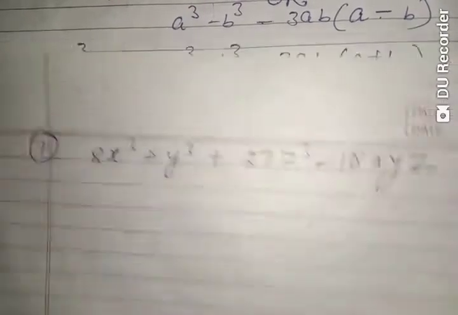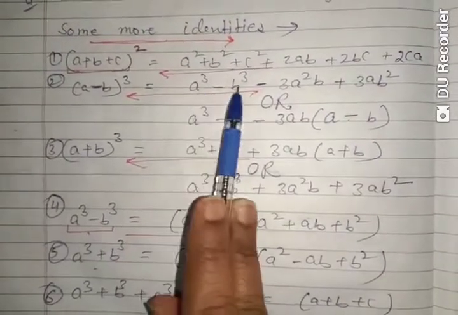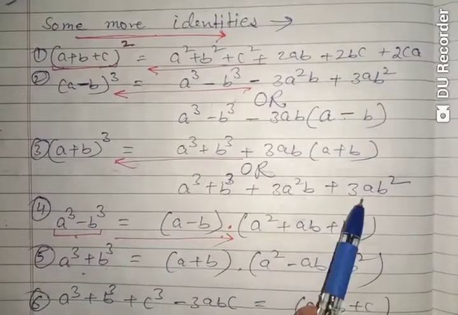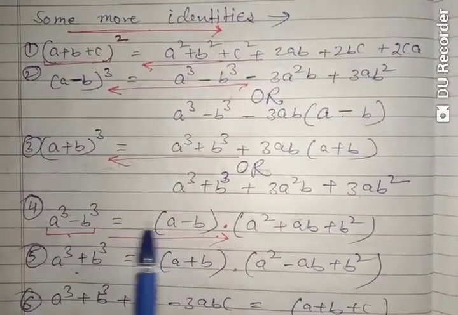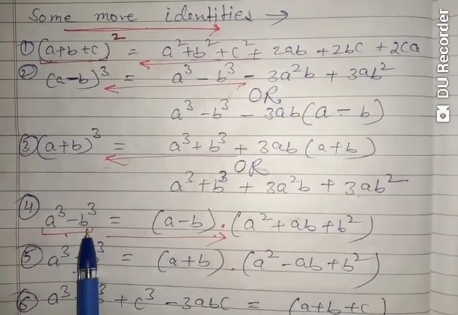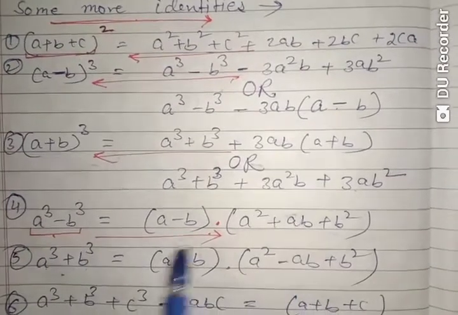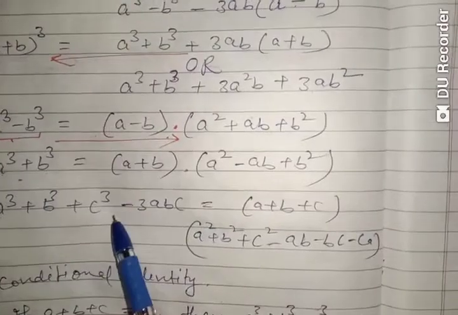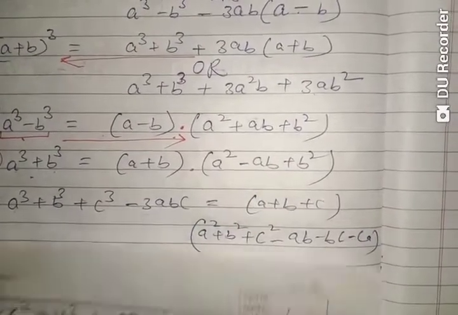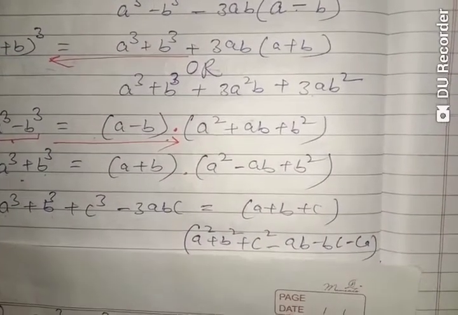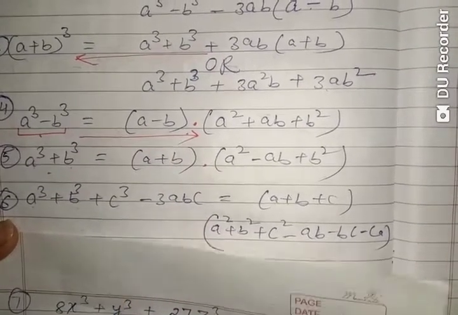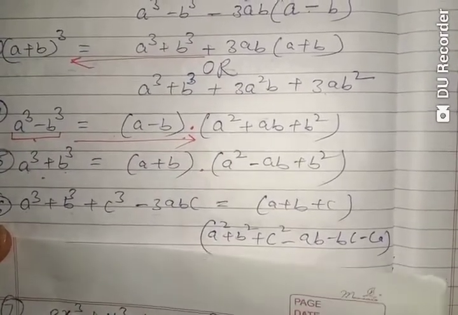All cubic identities, just see. This cubic identity has 4 terms: 1, 2, 3, 4. This is another identity, which has 2 terms on the left side, and this is multiplication there. Compare with this: a cube plus b cube plus c cube minus 3abc. This is same as this. It is a cube plus b cube plus c cube minus 3abc.